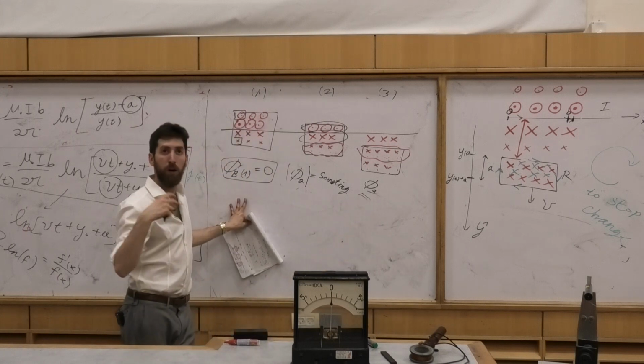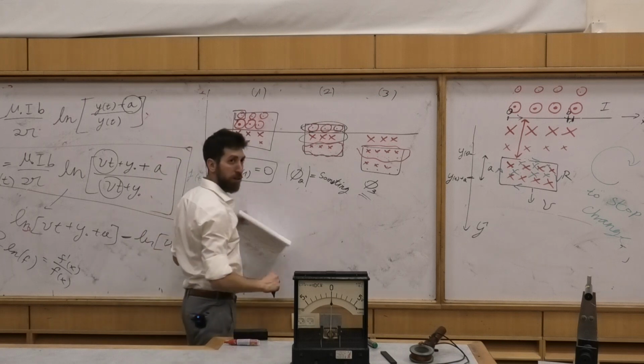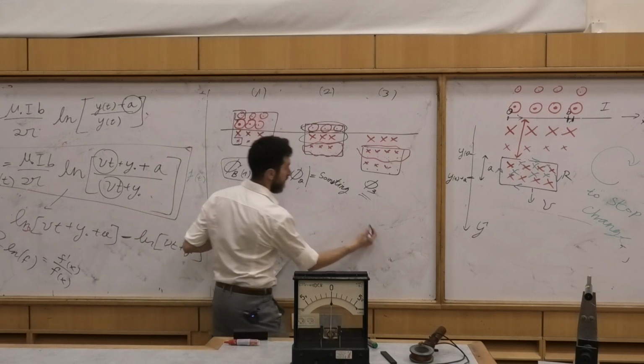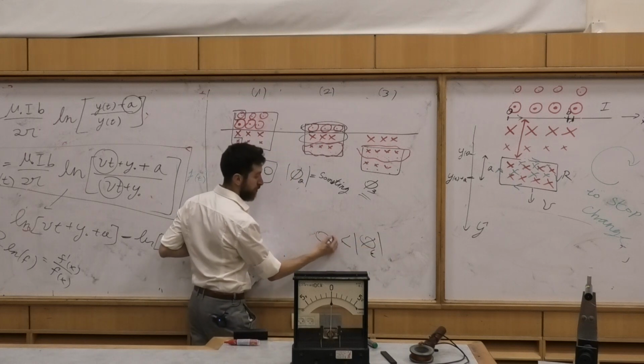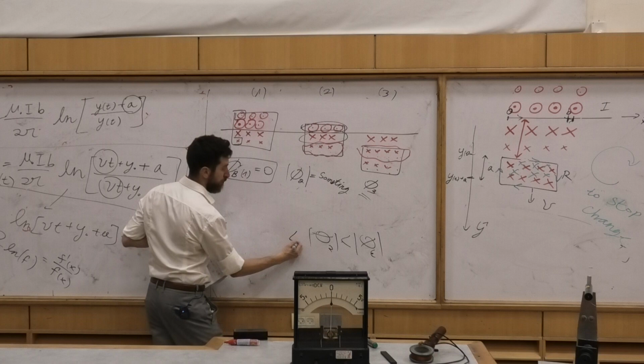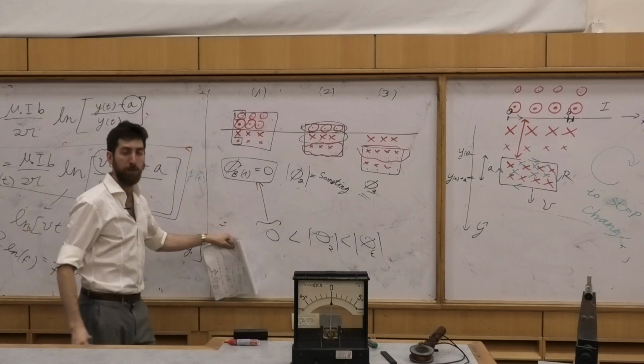The question was which phi B is the biggest and which is the smallest in magnitude. So you can say that phi 3 is actually bigger than phi 2, which is bigger than 0, which is phi 1. Okay? So this was the concept.